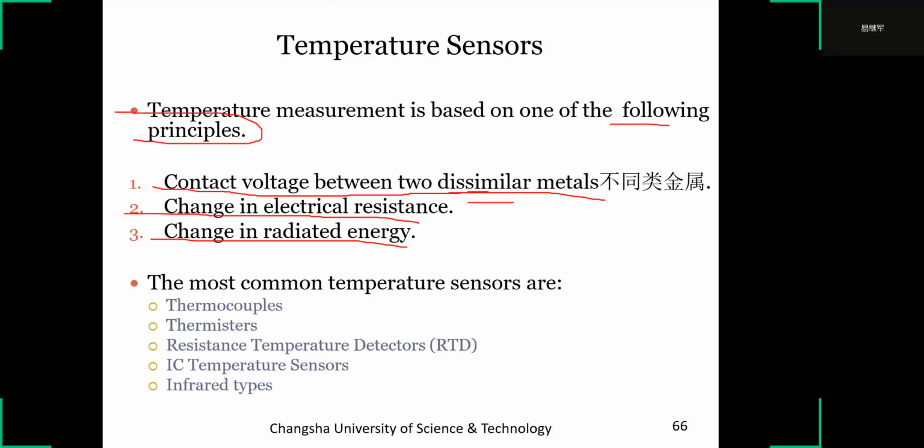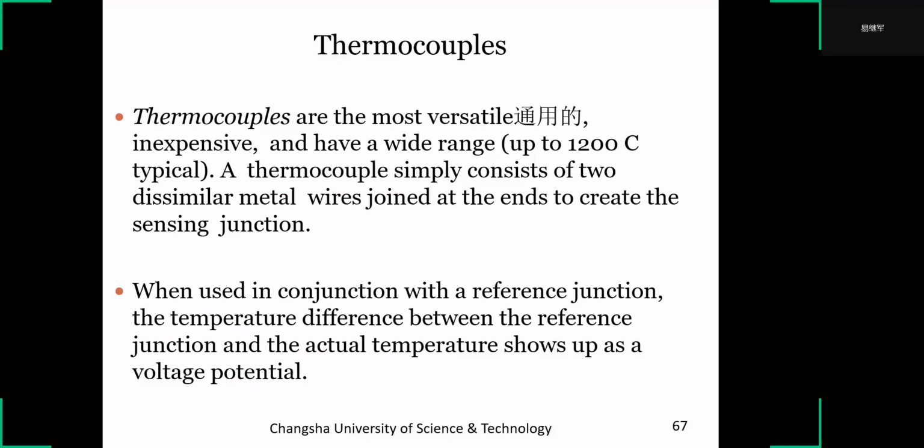The most common temperature sensors are thermocouple, thermistor, resistance temperature detector, IC temperature sensors, and infrared types. Next, I will introduce them one by one. Thermocouples.